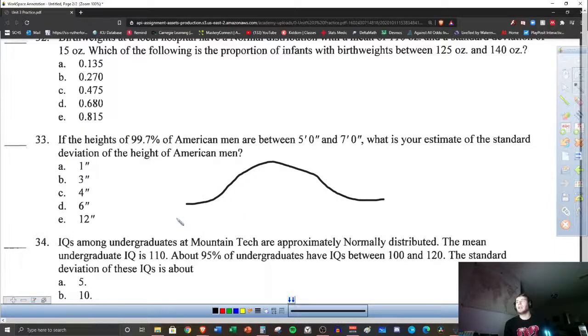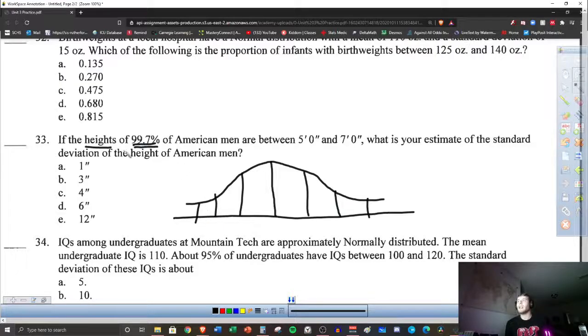When it tells us that it's 99.7, we're assuming that they're talking about a normal distribution at that point. So we're going to use a normal distribution to help with this. Also, heights of American men are a distribution that is going to be approximately normal always. So let's go 3 above, 3 below. 99.7, remember, is 3 deviations above and below. So I'm going to put 5 foot 0 inches here, 7 foot 0 inches here.